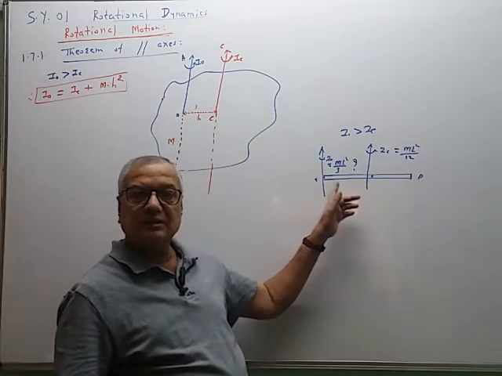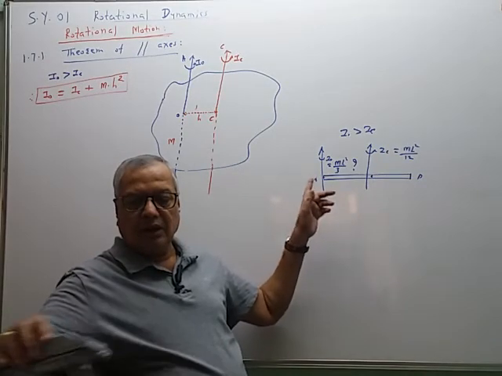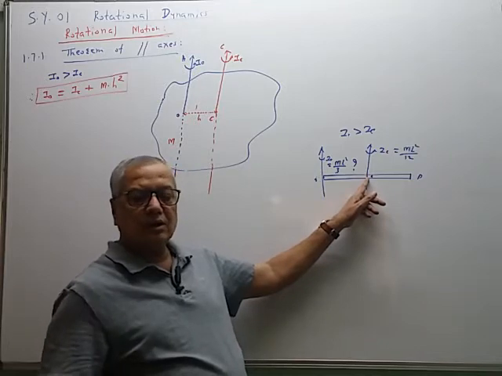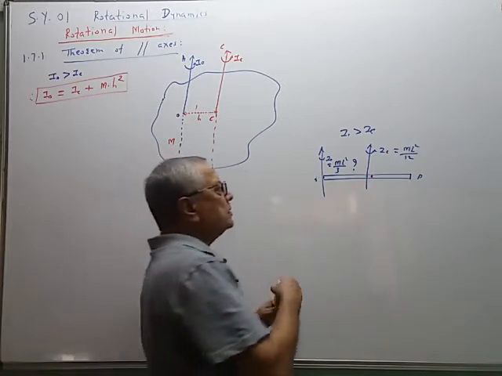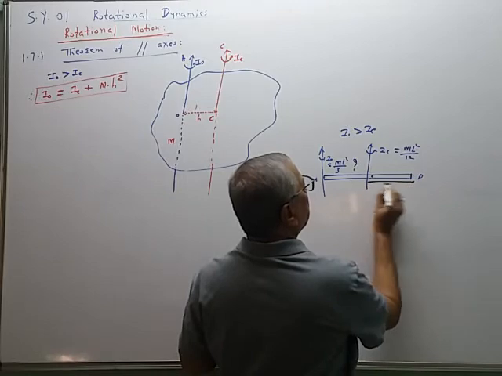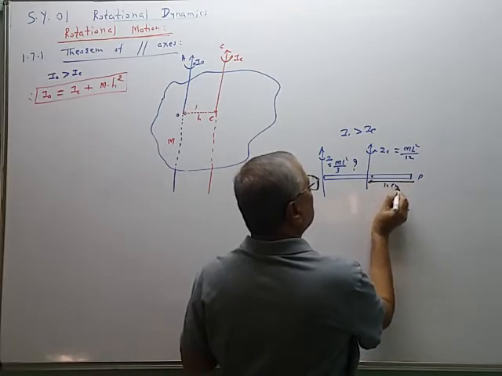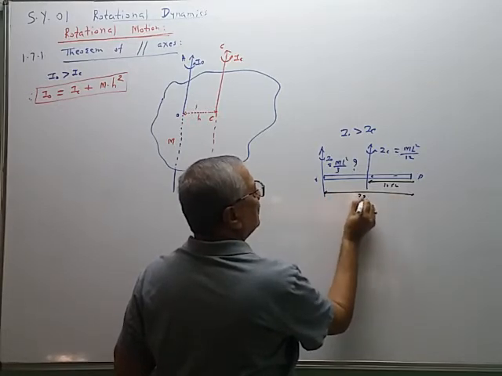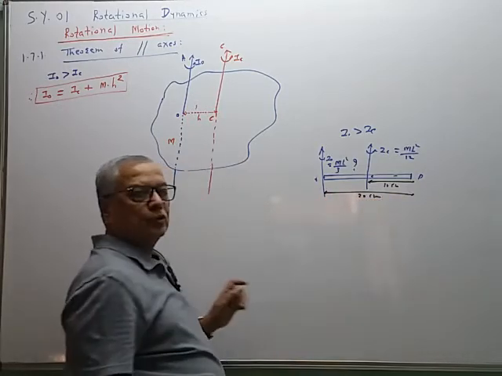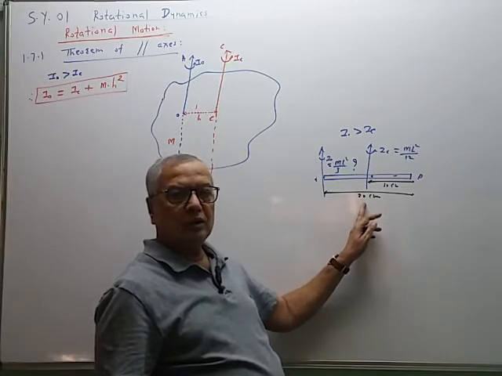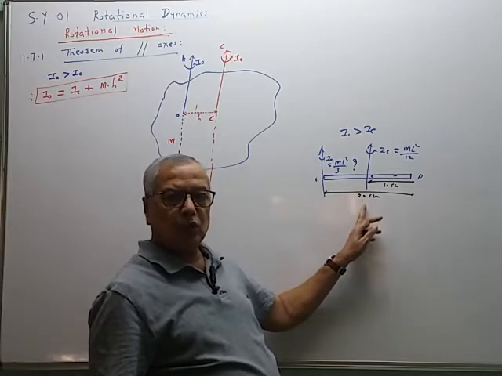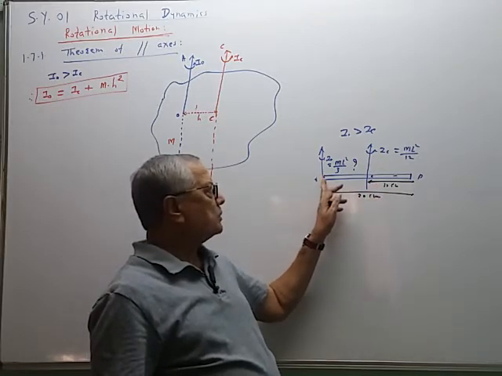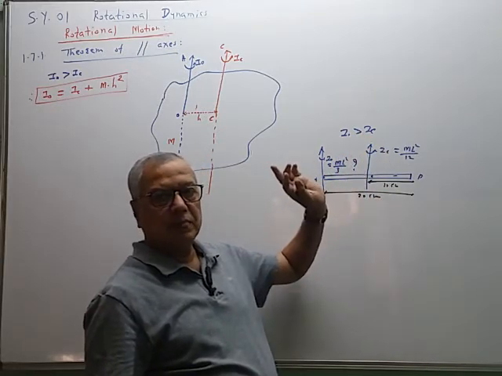Why does it increase? This is the simple reason. I will again give the explanation. When the axis passes through the center, the mass is distributed on both sides up to 10 centimeters. When the axis is passing through one end, the mass is distributed up to 20 centimeters. So the spread of the distribution is more, the radius of gyration is more, and therefore the moment of inertia IO is greater than IC.